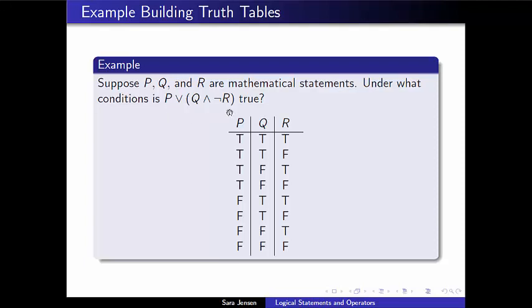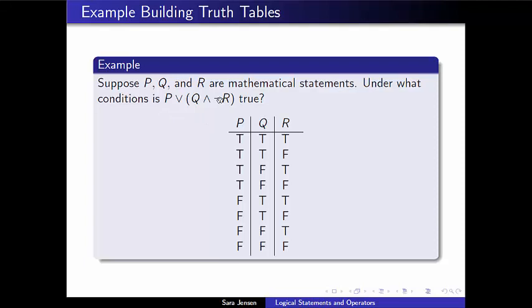However, this logical expression is somewhat complicated, and it's a combination of various parts of P, Q, and R. In particular, we have columns for P and Q, we have a column for R, but we don't have a column for not R, and not R is an integral part of this expression.